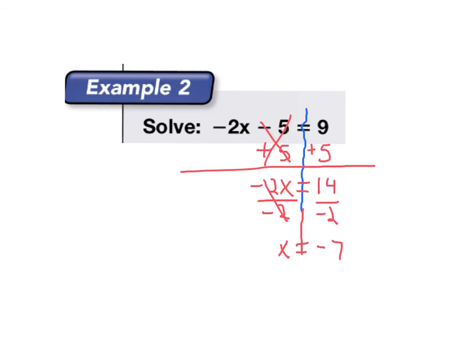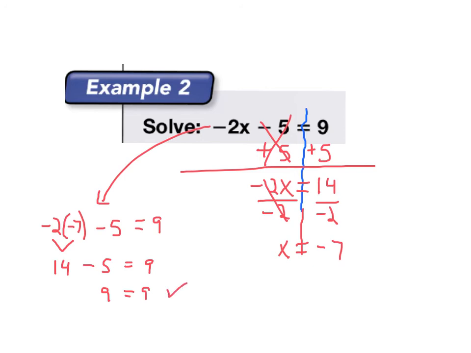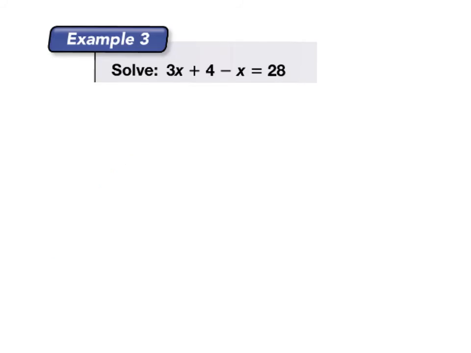Again, just to show you, I can always double check by plugging the answer that I found into the original equation, and I can use a calculator to check. So -2x means -2 times -7 minus 5 equals 9. And if I multiply that, I get a positive 14 minus 5 equals 9. And so, yes, it does check that that is the answer. All right, we have one more. All right, example number 3.